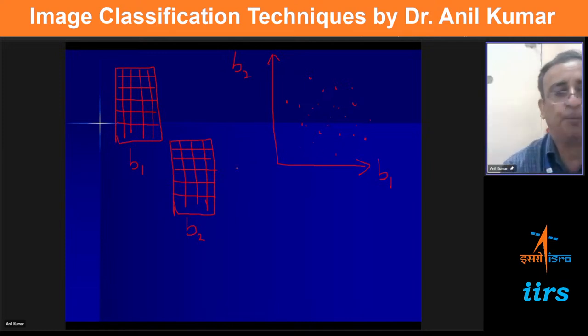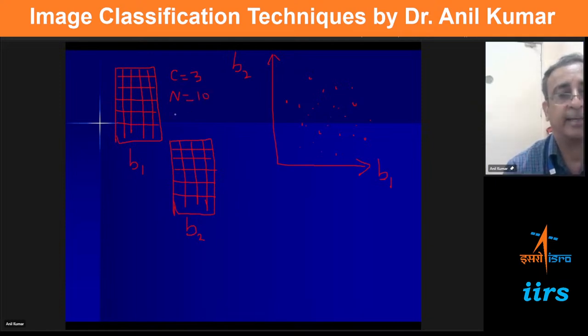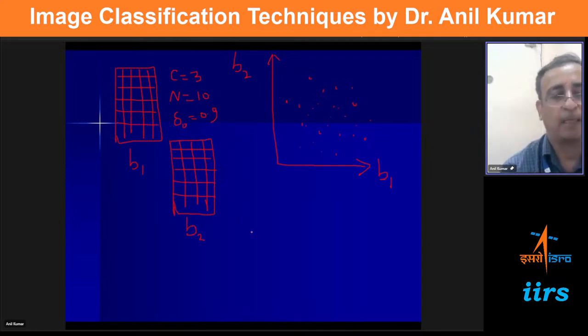Now the objective is you want to group these pixels into, suppose, 3 classes. You are taking C is equal to 3. And you also have to define some extra values for the algorithm: the number of iterations, suppose you have taken 10, and delta naught you have defined to be 0.9. This is a mean shift. At every iteration, the mean is shifting. So I'll tell you how it is.